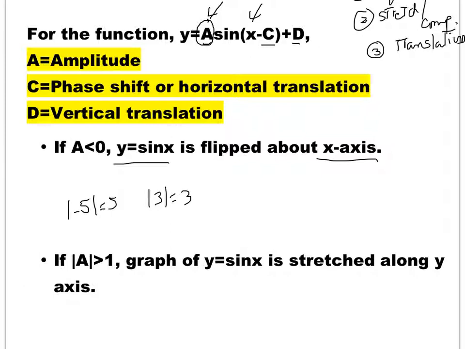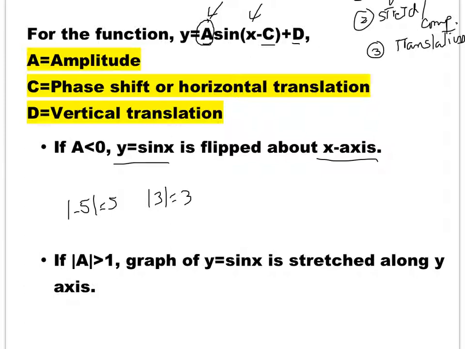Now, if you take the absolute value of a and it's greater than 1, then this is a stretch of the parent function or the base function y equals sine x. You stretch it along the y-axis. This means that you take the graph and you pull it up and down along the y-axis. This is what stretch means. Or another way of looking at it, you're going to compress it along the x-axis, because when you compress the sine curve along x, you are going to stretch it along y. That's another way of saying it. So this is when the absolute value is greater than 1.